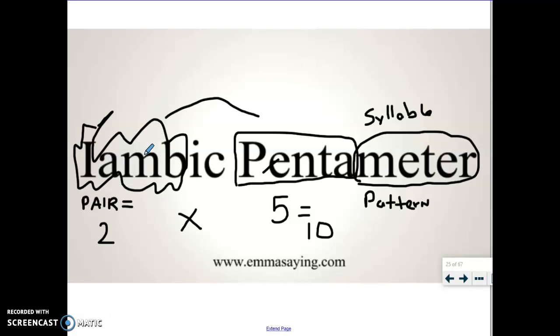So it's really not all that difficult if you think about it, but it still doesn't necessarily answer the question, what exactly is iambic pentameter? So let's take a closer look.